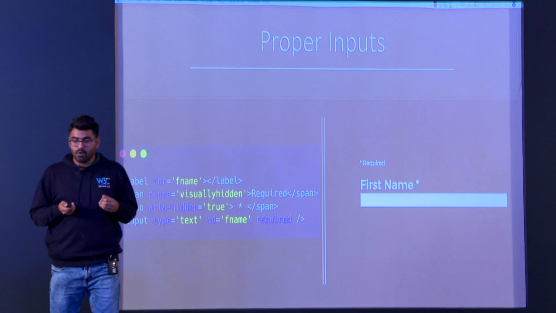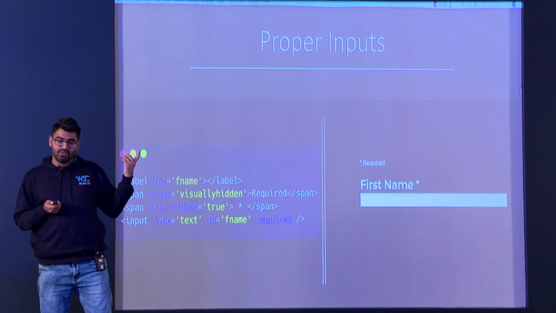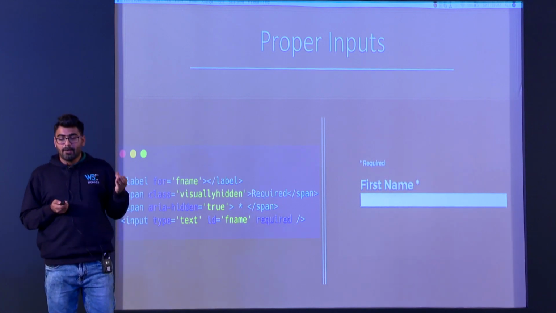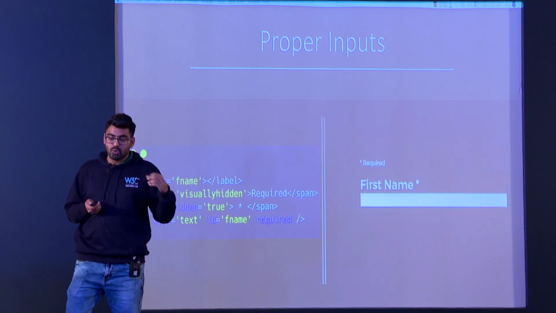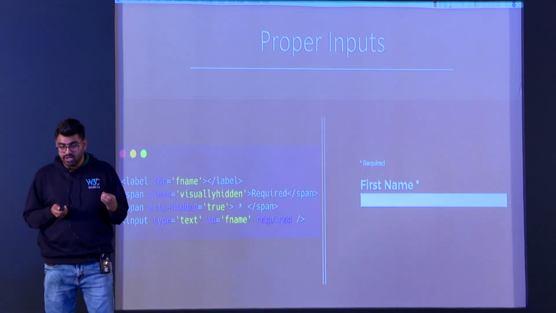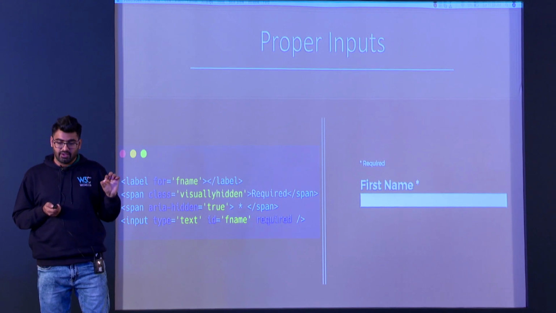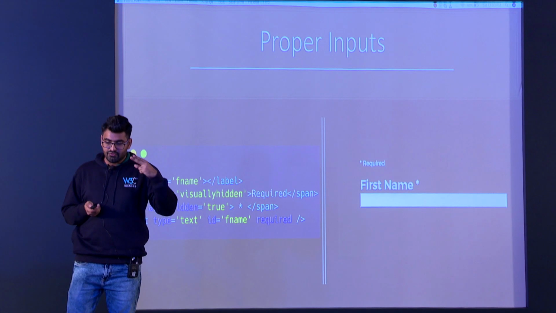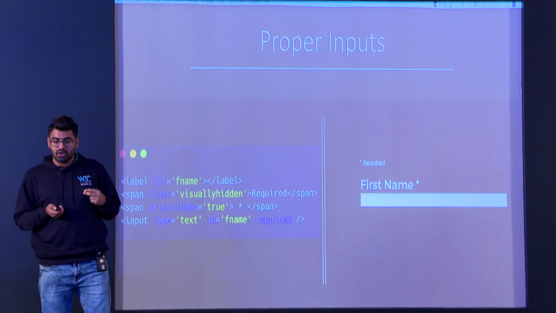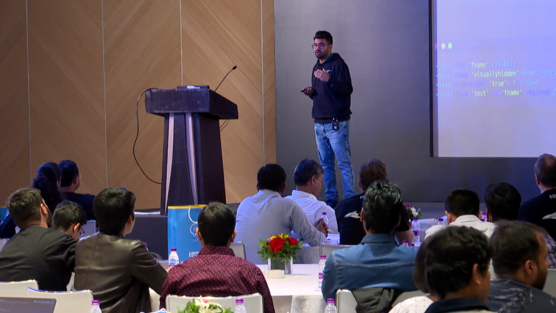The next part is proper inputs. If you can see this screen and the piece of code on the left, there is something called a visually hidden class, and it contains required, and there is a star, and it contains an input element after it. The way I have written 4 lines instead of just 2 lines is because I don't want my screen reader to read it like first name star.